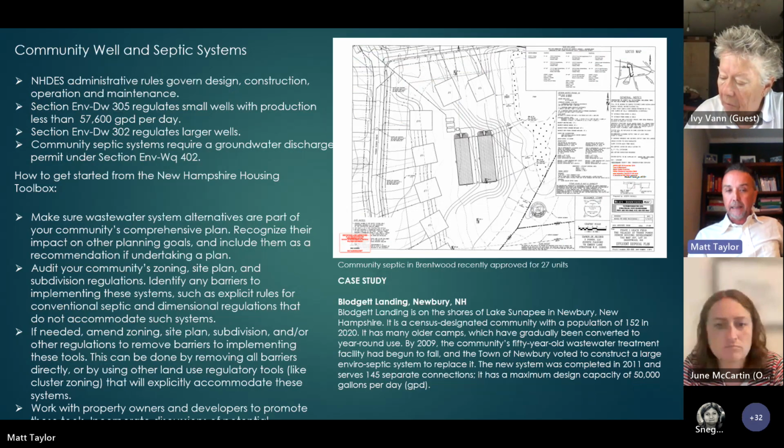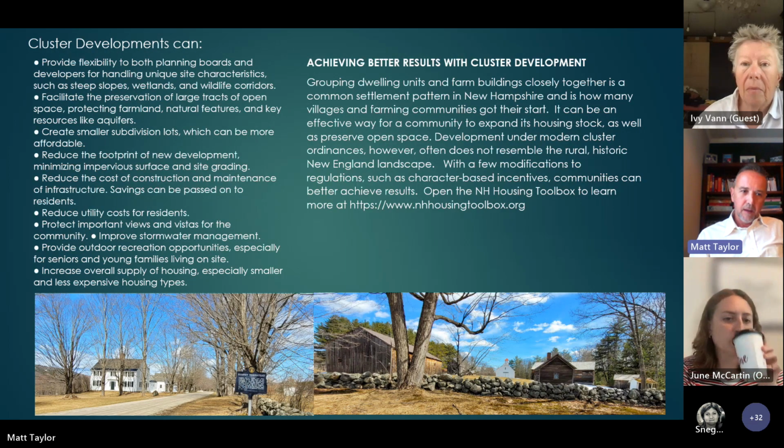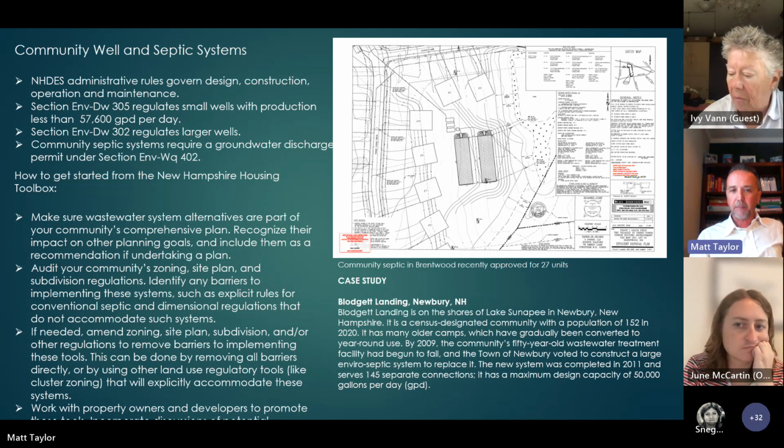The other information presented, and some of this is again taken from the Housing Toolbox, is what the regulations are for community systems, and what types of systems have been approved in the past. So let me give some examples of systems that have been approved. On the right is an example of a community septic system in Brentwood that was approved by DES for 27 units. We also talked about how they're regulated by the state.